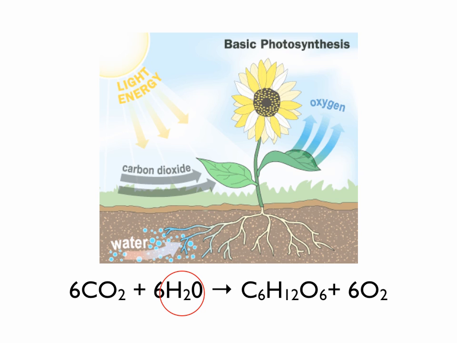So a plant takes 6 molecules of CO2, 6 molecules of water, and then creates 1 molecule of glucose, and then 6 molecules of oxygen. That oxygen is a waste product. It's poisonous to the process of photosynthesis. The plant gets rid of it through small pores in its leaves. That's photosynthesis in a nutshell.